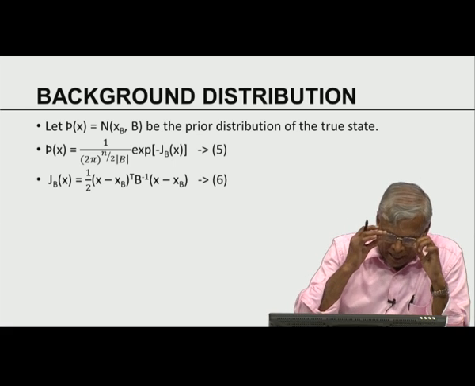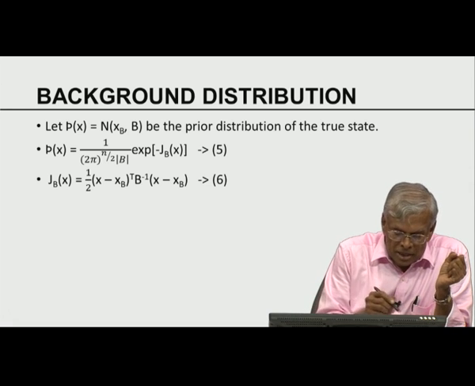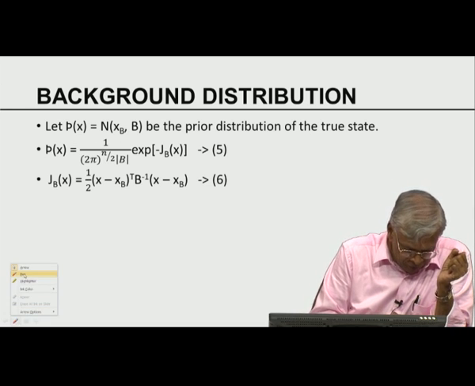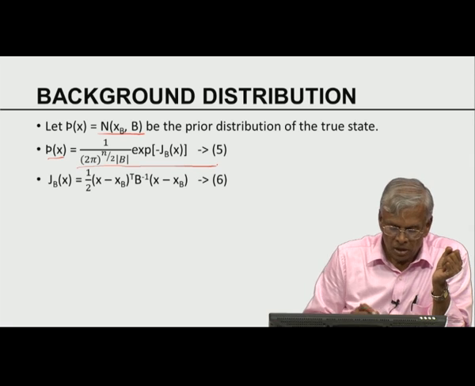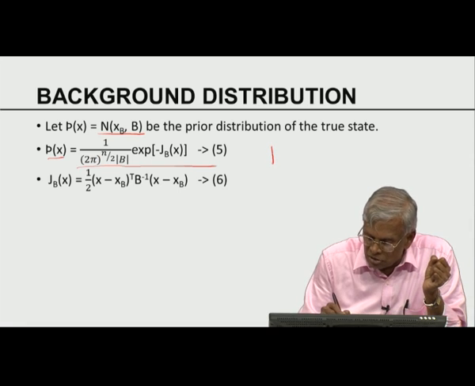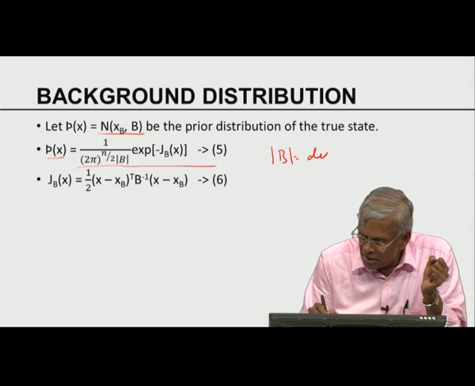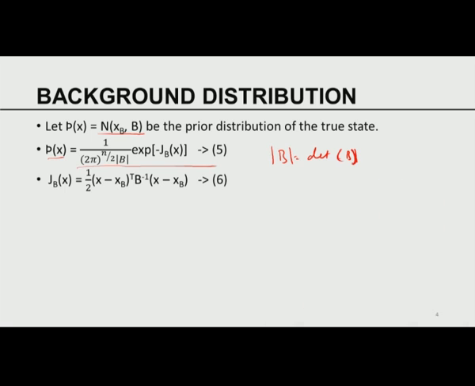So for those of us who would like to look at the specificity of the distribution function, to say P of x is normal is to say P of x has this functional form: 1 over (2 pi) to the power n by 2, times the determinant of the matrix B, times the exponential of minus J_B of x, where J_B is given by this quadratic function. Now please understand, this kind of quadratic function we have seen several times over and over again.